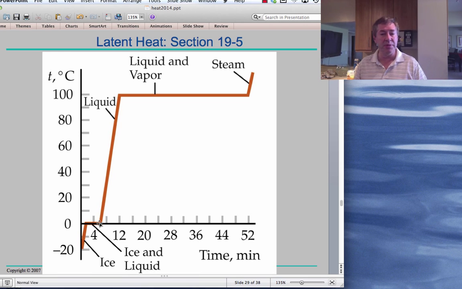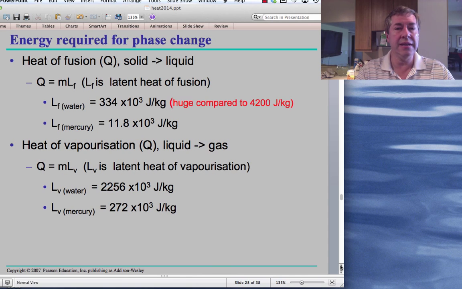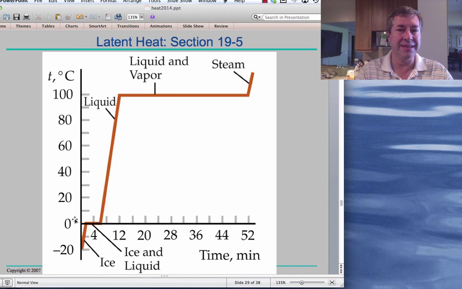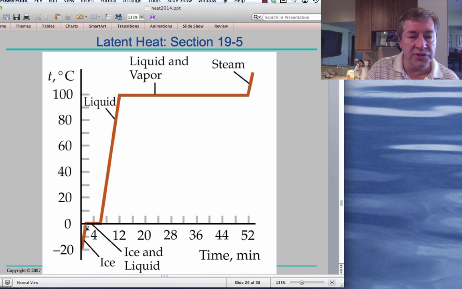It took more time to simply break the bonds, what's it called? The heat of fusion. I had to put in the heat of fusion here. It's called latent heat. I had to put in that much heat of fusion just to turn it into a liquid.